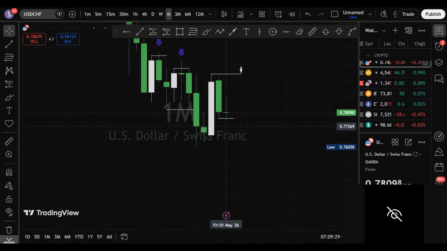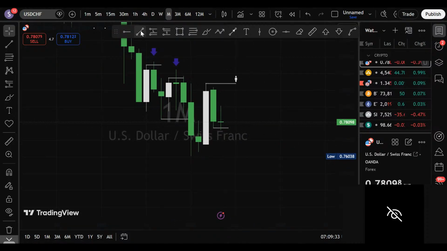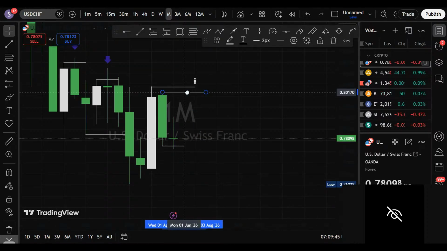Okay, so now I've marked my key level. This is my key level, and this is another key level, the high of this range. The high of this range is also my key level.